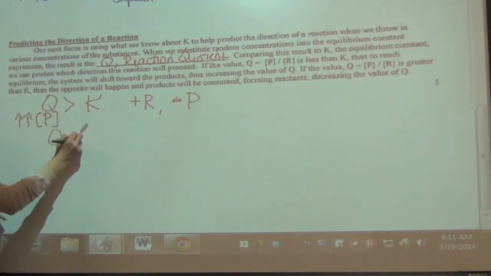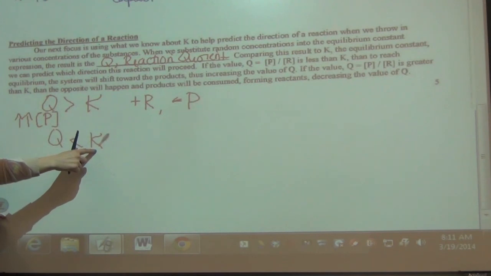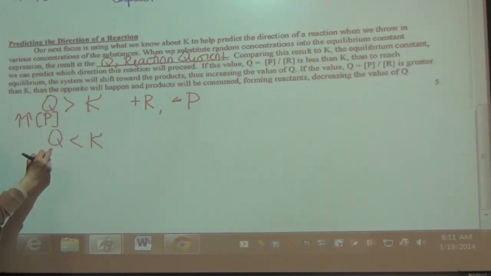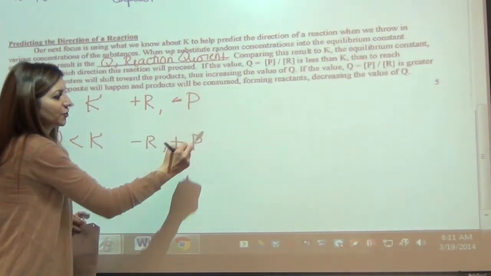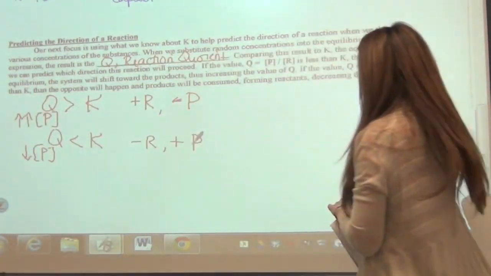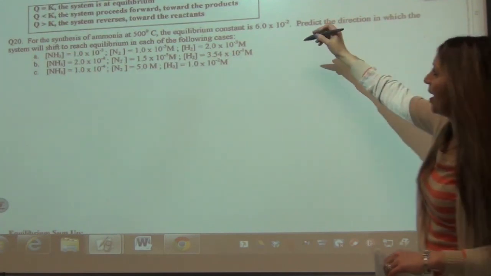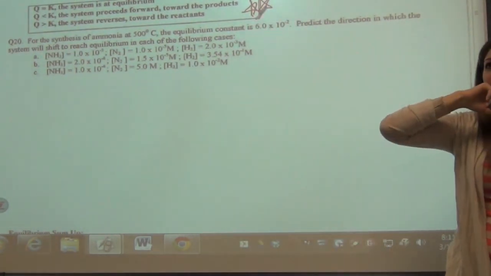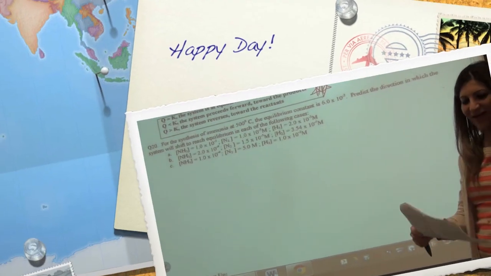If Q is less than K, then that means you don't have enough product, so you want to make more product. Your product concentration is low, so you're going to subtract your reactants and add on your products. And this is what this box does actually. If Q is equal to K, then what? Yep, then you're already at equilibrium. And those are ICE boxes.